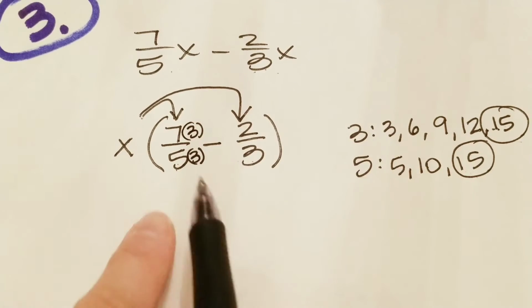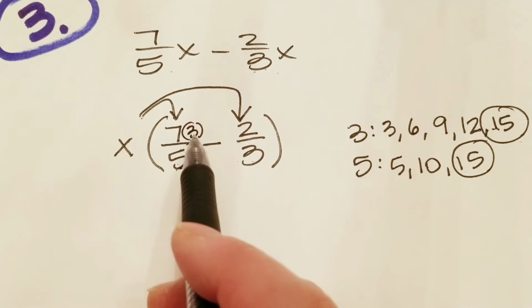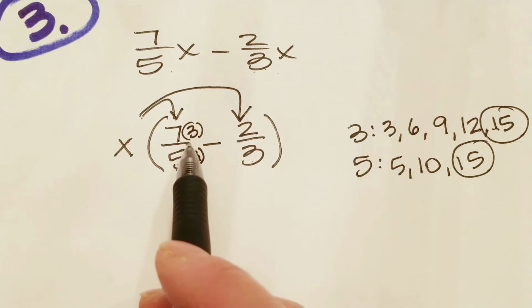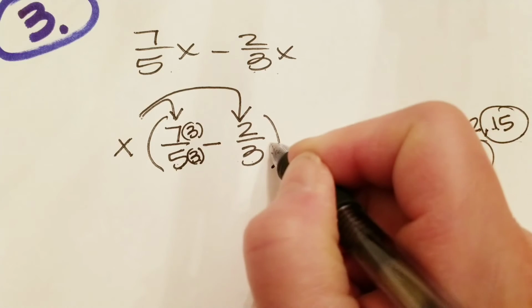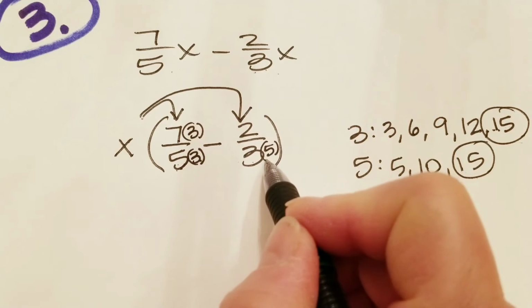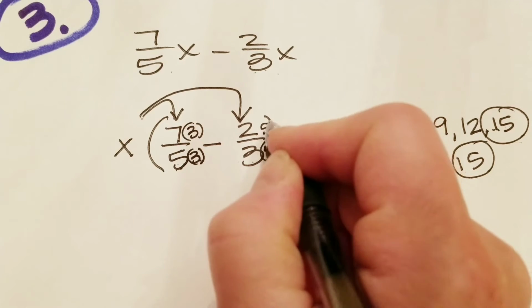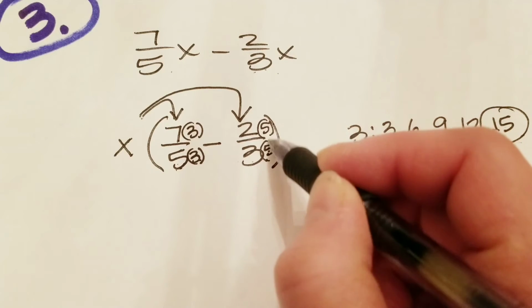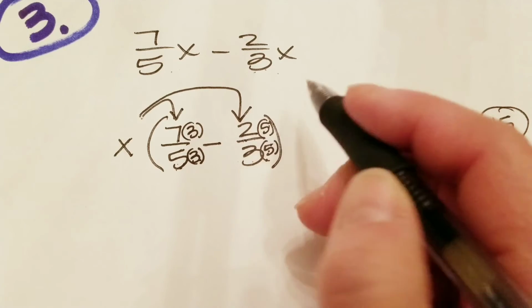And how I do that is I just simply multiply my 5 times 3 to give me 15. And what I do to my denominator, I have to do to my numerator. Remember, I can do that because 3 divided by 3 is 1. So if I multiply 7/5 times 1, I'm not changing this at all. And then I'm going to multiply 3 times 5 to give me my denominator 15. But what I do to the denominator, I need to do to the numerator, because again, 5 divided by 5 is 1. And I'm not changing 2/3 because 2/3 times 1 is 2/3.